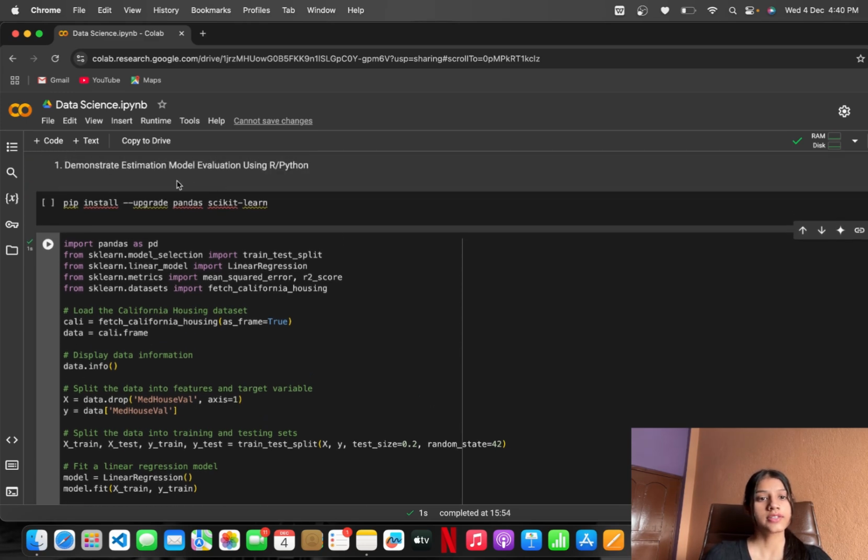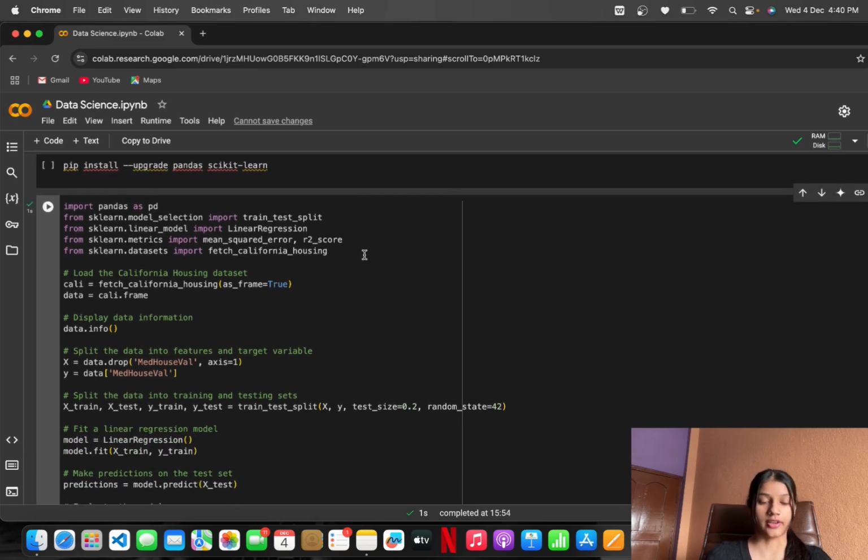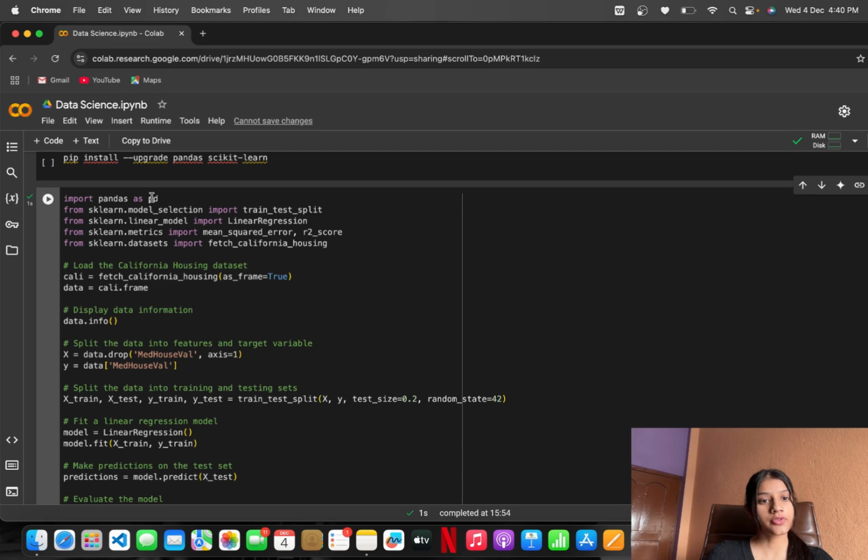Now we will see the estimation and model evaluation using Python for regression modeling. In the first 5 lines, we started by importing essential libraries. Pandas is for handling data. Train test split helps us split data into training and testing sets, and LinearRegression is the model we will use, and mean squared error and R2 score will help us evaluate the model's performance.